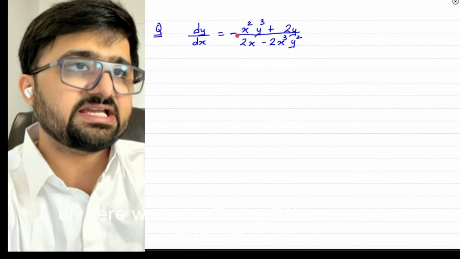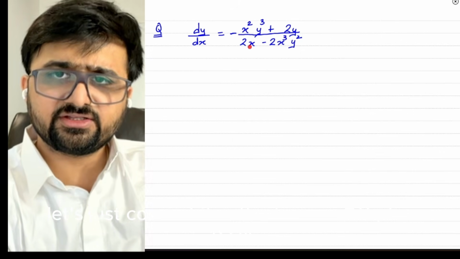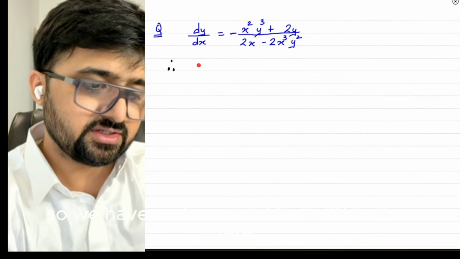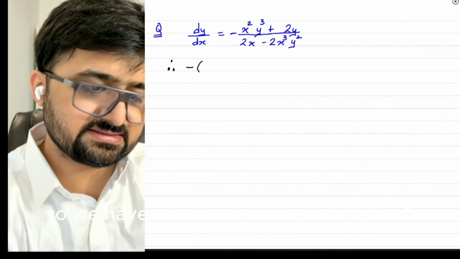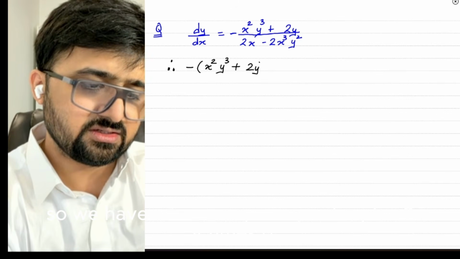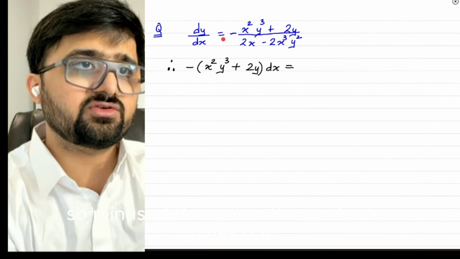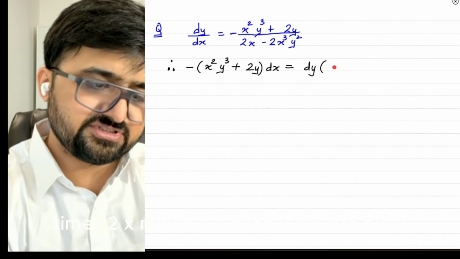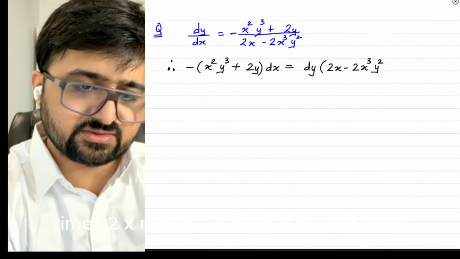Here we have dy by dx is equal to negative of this fraction over here. Let's just convert it into the form M dx plus N dy. So we just multiply this over here, and multiply this over here. So we have minus x square y cube plus 2y times dx is equal to, okay, minus of this entire thing into dx, times dy times 2x minus 2x cube y square.